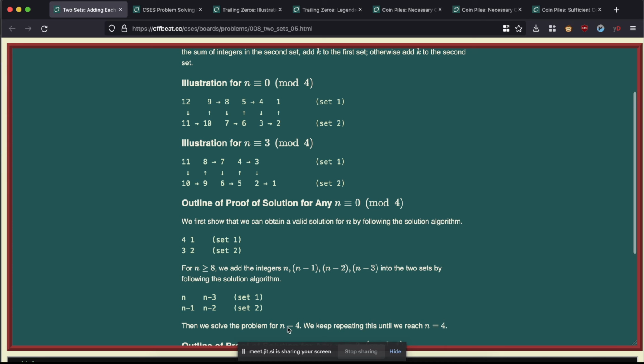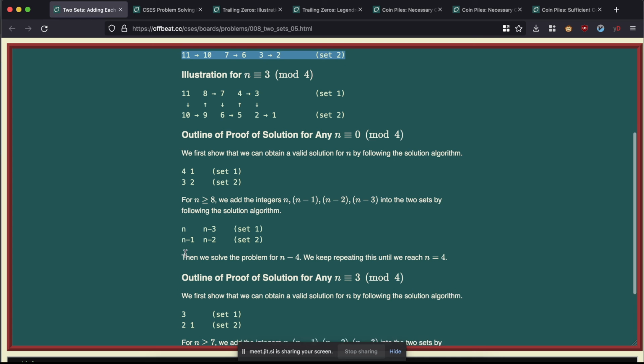And n minus 4 is another multiple of 4. So again, we can rearrange like this and so on until we reach n equals 4, in which case, obviously, we have a solution. So that is how we have shown with certainty that given any multiple of 4, we can create a solution like this, as specified in this illustration.